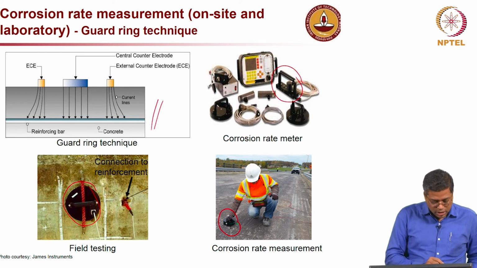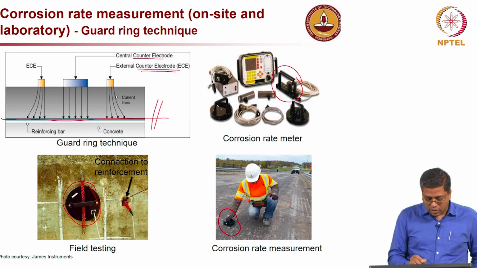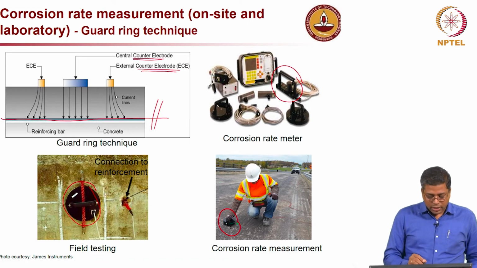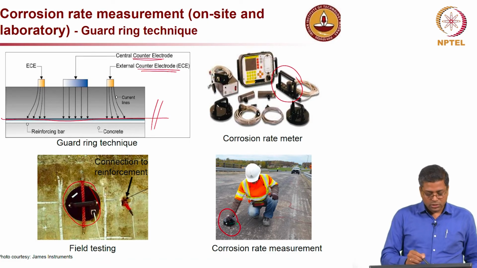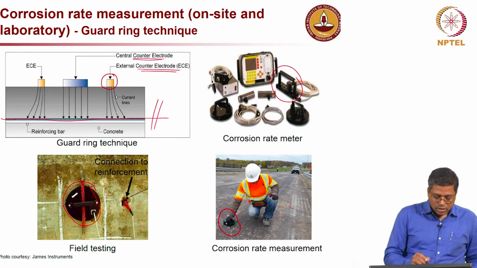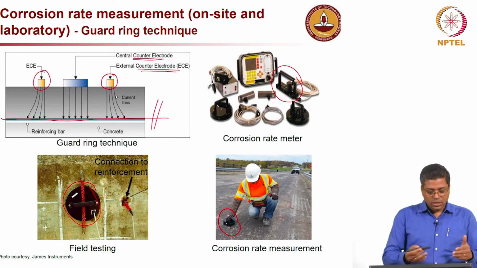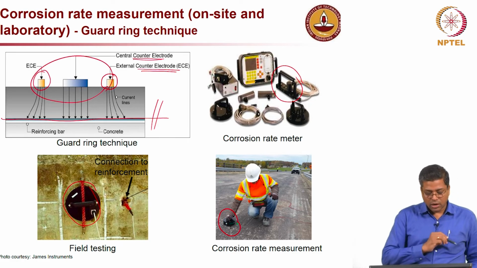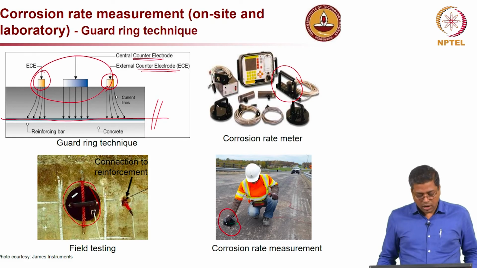You can see here the horizontal rebar, and then you have a counter electrode over here, and another counter electrode at the center, and then you take the measurement. So, this is the circular counter electrode, and both this and this are the same piece. Then you have another counter electrode at the center, and you take the measurement and are able to determine the rate of corrosion.